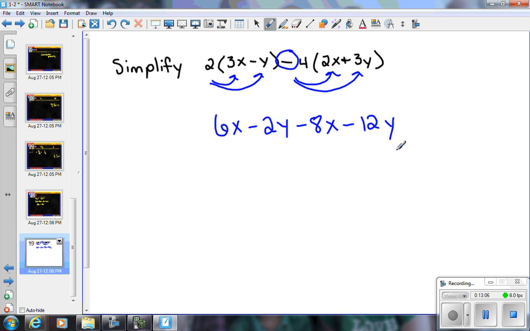Now we're ready to combine like terms. If you prefer, you can change this to adding the opposite. Remember, subtraction, we can change to adding the opposite. So if you prefer to do that, you can. Now we have a 6x plus a -8x, which gives me -2x, -2y plus -12y, so it's -14y.